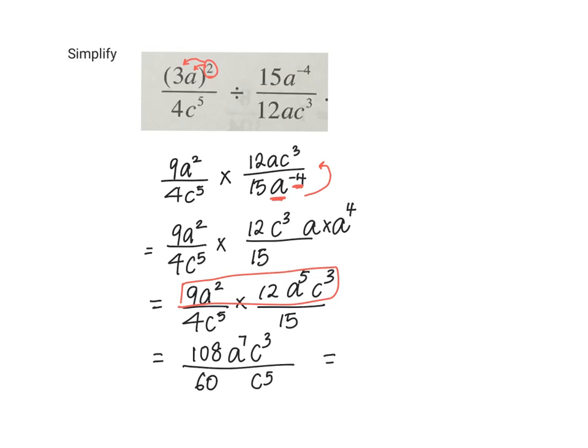Let us simplify this. 108 over 60 will give me 9 over 5. Then a has no other power, so it's a to the power 7. C cubed and c to the power 5. The numerator has 3, the denominator has 5, so the denominator has more. So c to the power of 2.